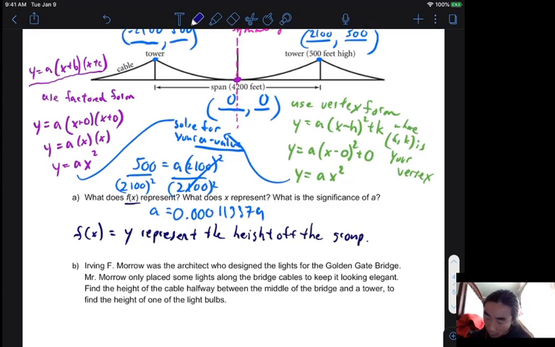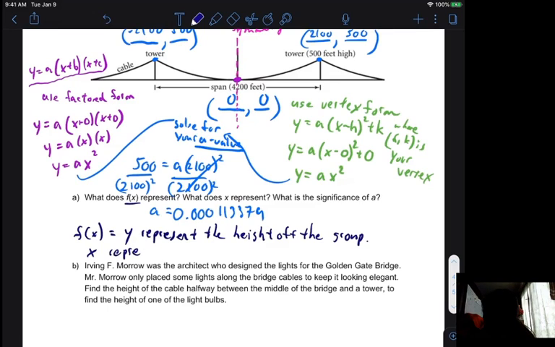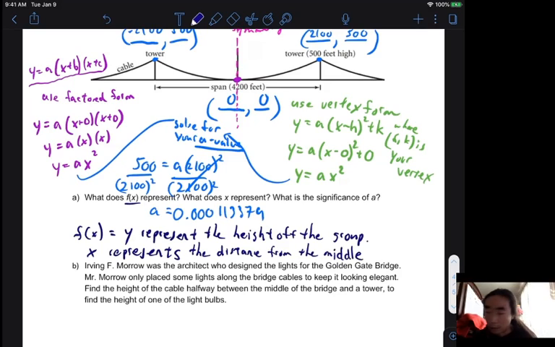Right? x represents, so that's like this distance, okay? Notice this side it's negative, this side is positive. So x represents the distance from the middle. And in this case, left means negative, going this way. That's why it's like negative 4,000 something feet, that's going left, and then if it's positive, it's going this way. So that's what x represents.